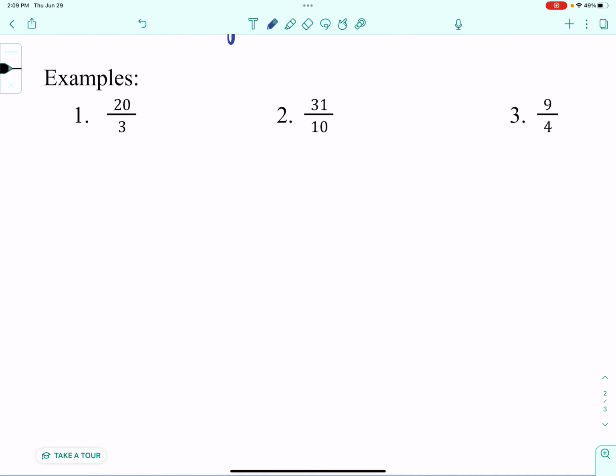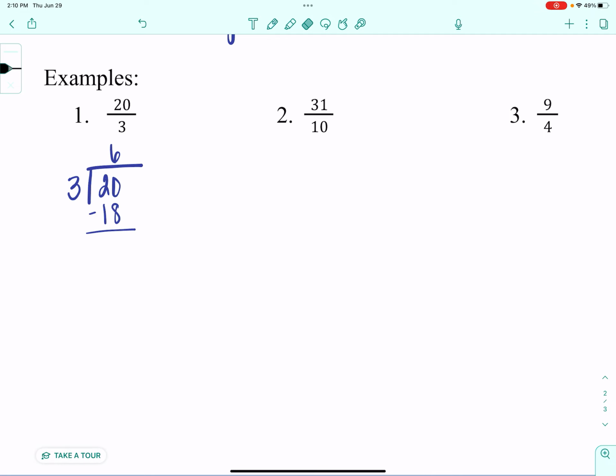So when I look at number 1, I would initially say 20/3 as reading the fraction. But what that really means is 20 divided by 3. So here we go with some old school long division. I know that 6 times 3 is 18.